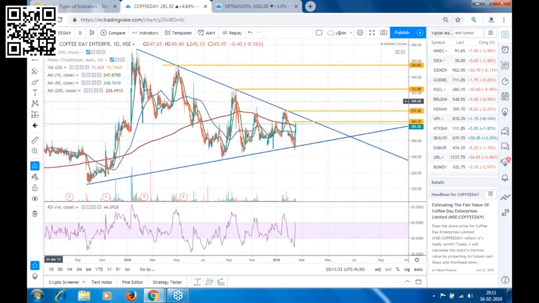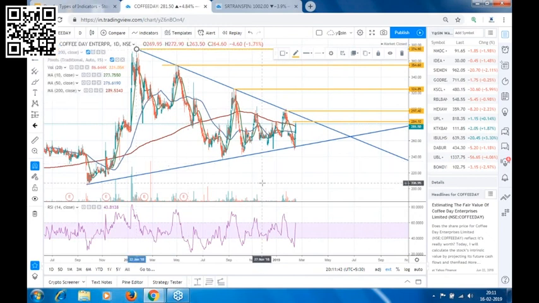So this is how you can mark your targets. If you want to mark your targets, then you'll have to see to the left side of a chart from where the prices are taking a pullback or from where the prices are taking a resistance. That is the level that you can mark as your targets.